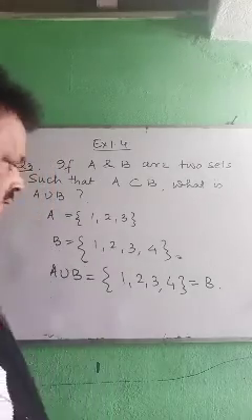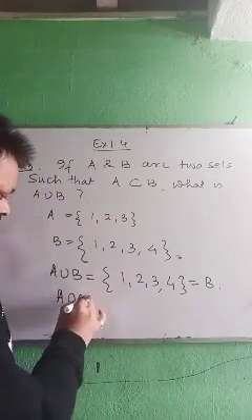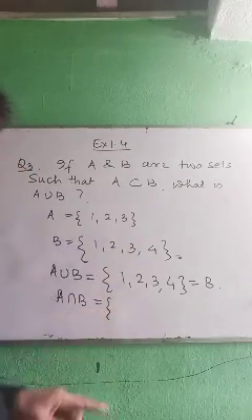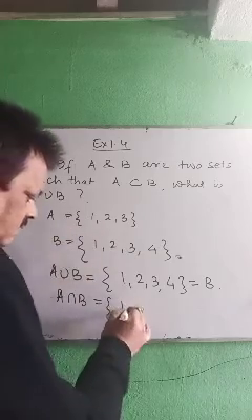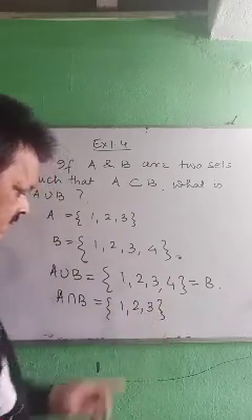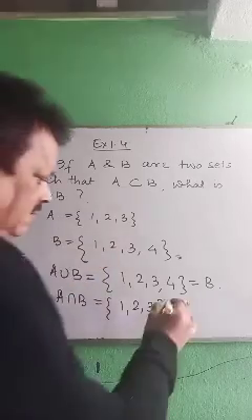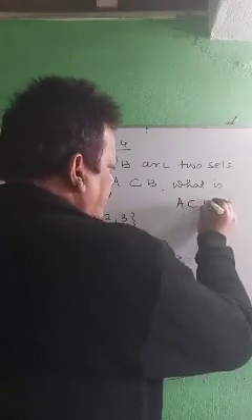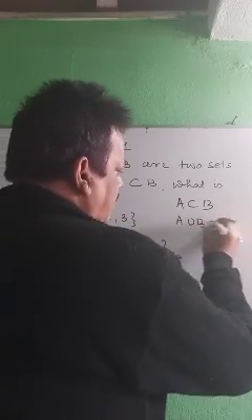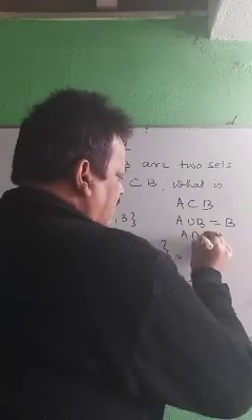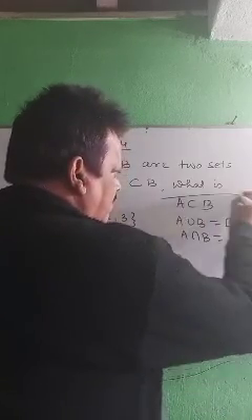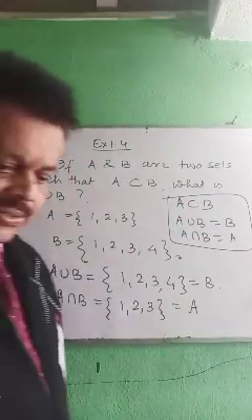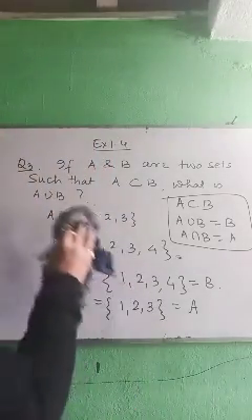Suppose you are asked what is A intersection B? When A is a subset of B, find the common elements. That is 1, 2, 3, which is A. So when A is a subset of B, remember A union B will be B, and A intersection B will be A. It's better to remember this. Now let's go to different questions on this.